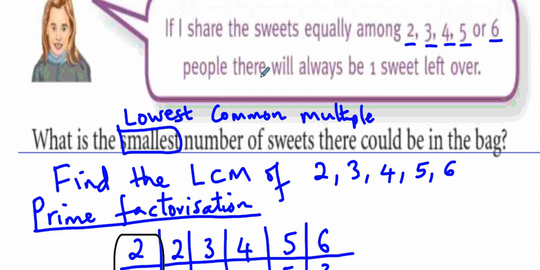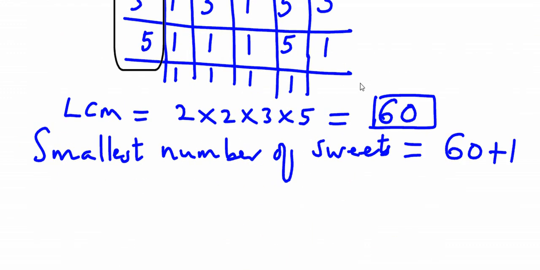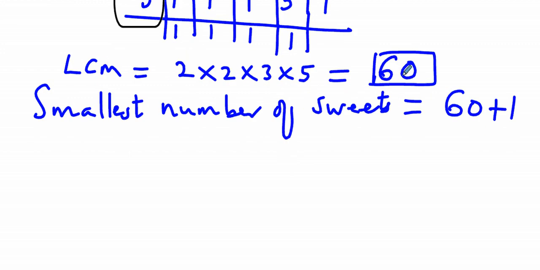There will always be 1 sweet left. So you take this number, the LCM 60, plus 1, you get 61. So the smallest number of sweets will be equal to 61. Now let us try to check if our answer is correct.